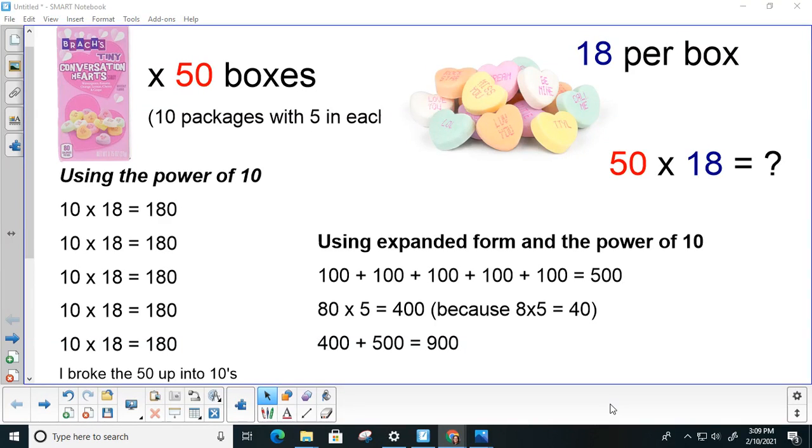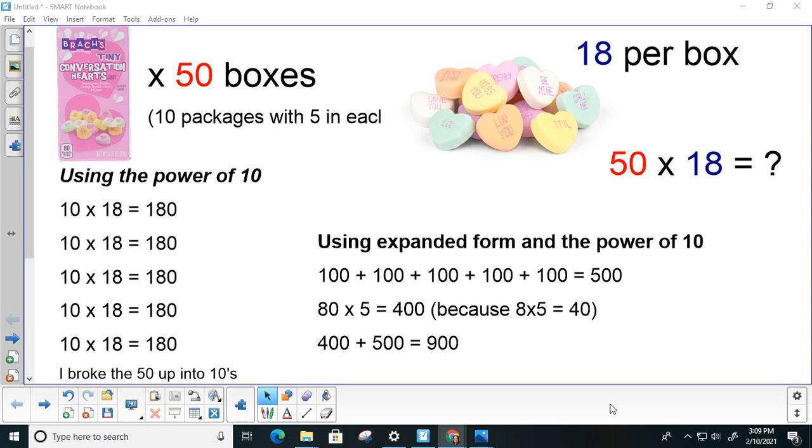Alrighty, friends, here's what we had. We had 50 total boxes of conversation hearts, and we know that because there were 10 packages, and each of those packages had 5 individual boxes. We also know that there were 18 conversation hearts in each of those boxes.